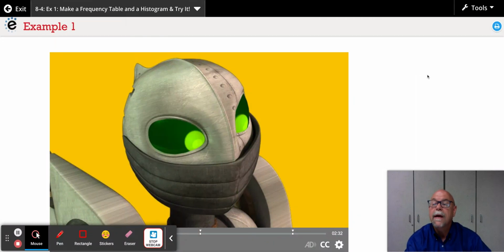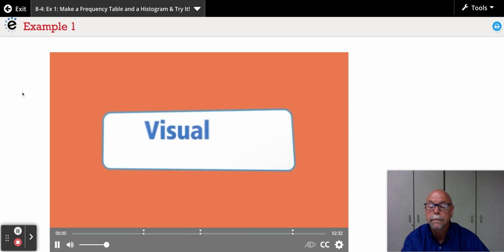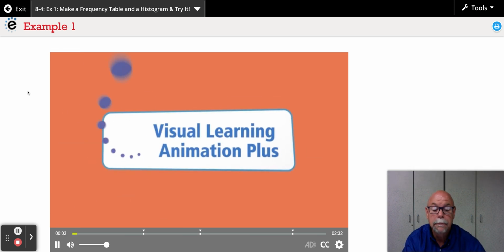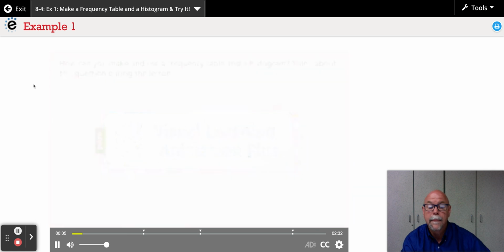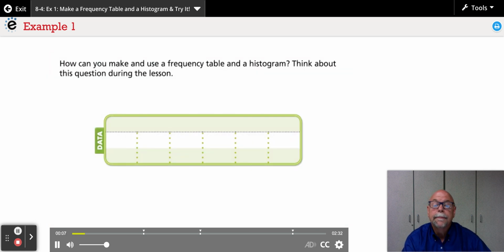Example 1 from topic 8, section 4, where we're making frequency tables and a histogram. You'll see in the lesson the histogram and how it looks like a bar graph, but there are some differences between a bar graph and a histogram. How can you make and use a frequency table and a histogram? Think about this question during the lesson.